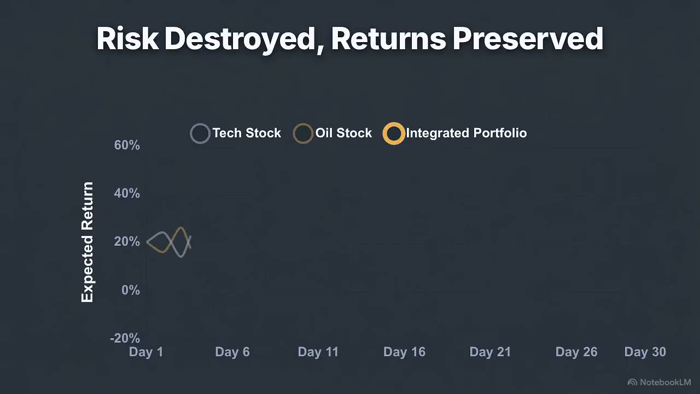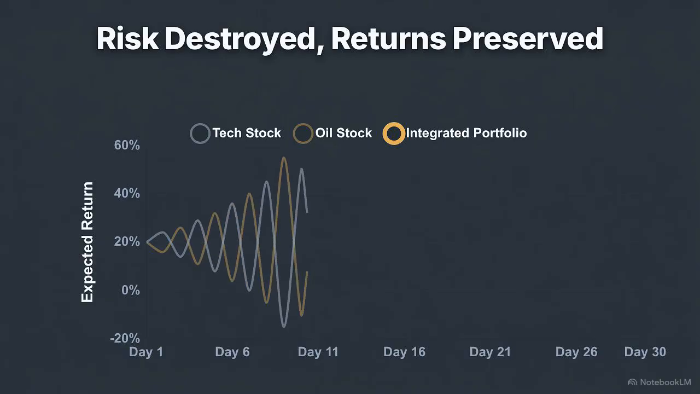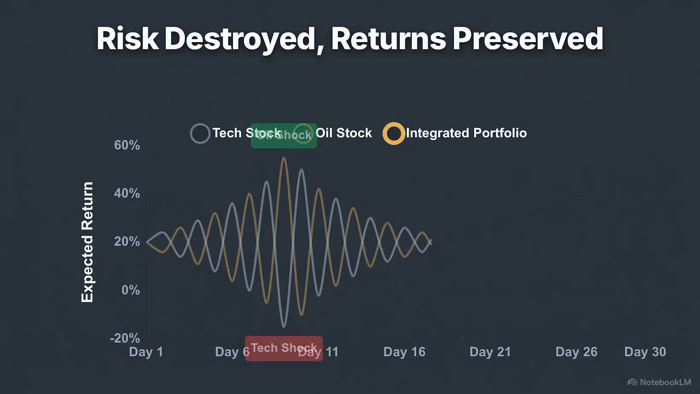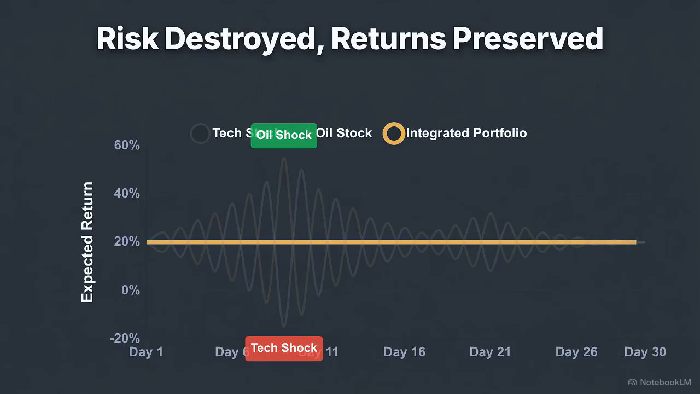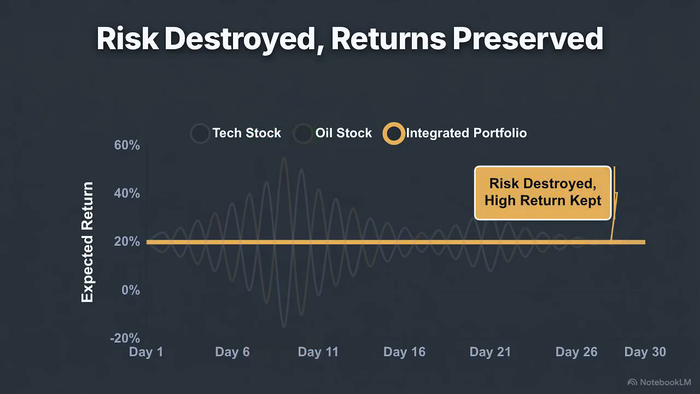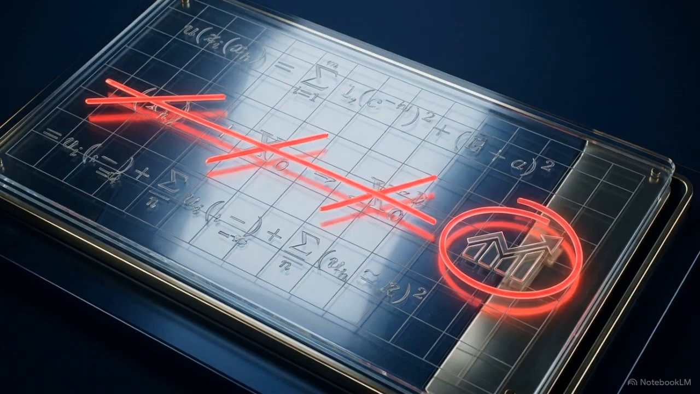Because these assets are negatively correlated, their extreme price shocks collide. When the tech stock crashes, the oil stock spikes. The individual chaotic swings actively cancel each other out. The idiosyncratic risk of the individual companies is destroyed, but their structurally higher expected returns remain. The safest, most profitable compounding engine is built by mathematically disarming the market's most dangerous assets.